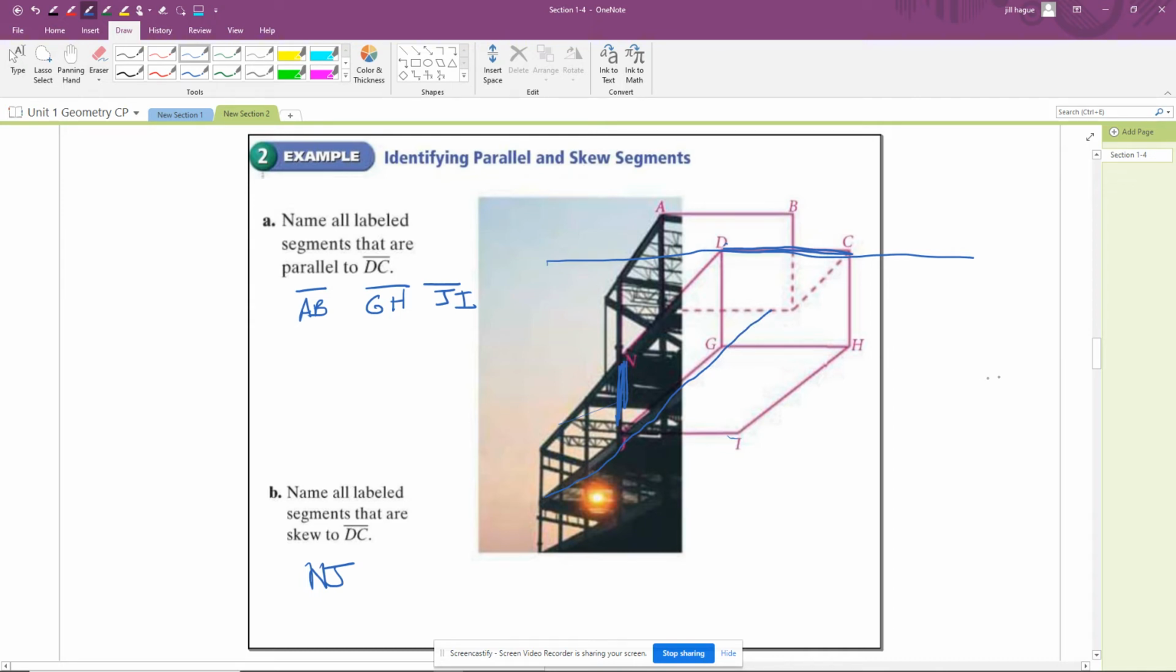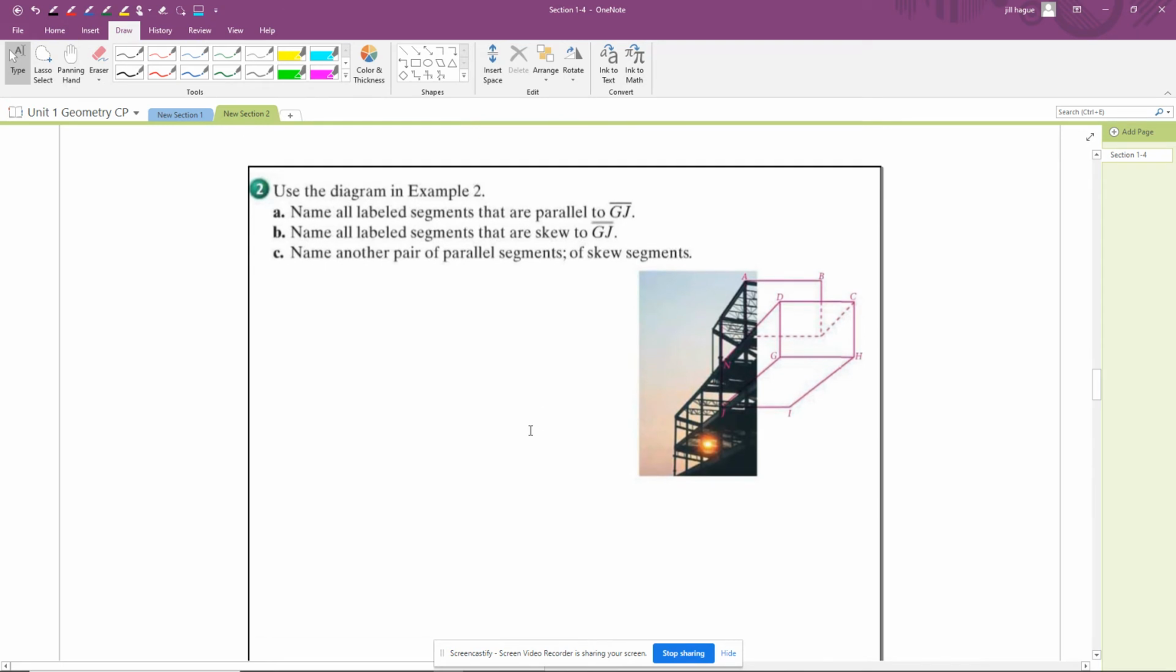So even though it looked like it might intersect up here, right, if you can kind of put that down like it's facing at you, this line JG and IH would also be skew. And they are all line segments. Okay, so hopefully that helps talking about parallel and skew lines. And you could try this one on your own and pause it.